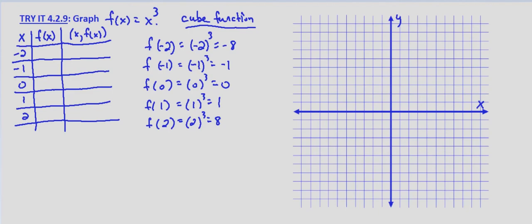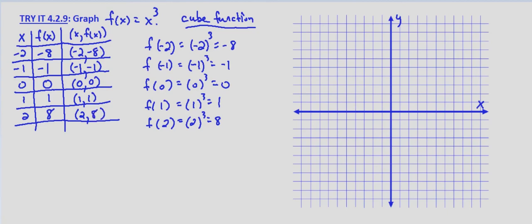So now we'll fill out our table here. When x is -2, f of x is -8. When it's -1, f of x is -1. When x is 0, f of x is 0. When x equals 1, f of x is 1. And when x equals 2, f of x is 8. So this gives us the points (-2, -8), (-1, -1), (0, 0), (1, 1), and (2, 8).